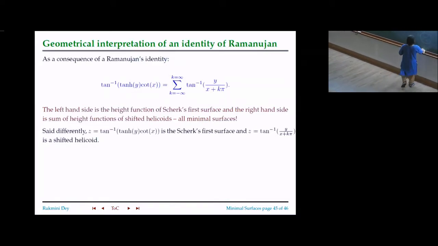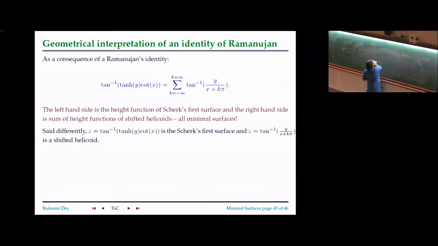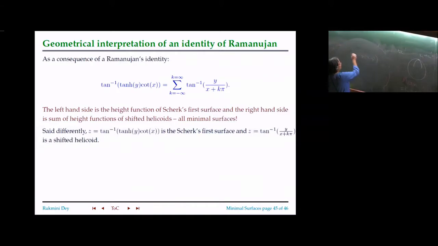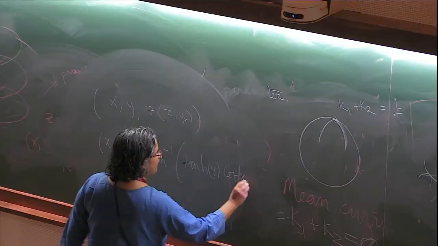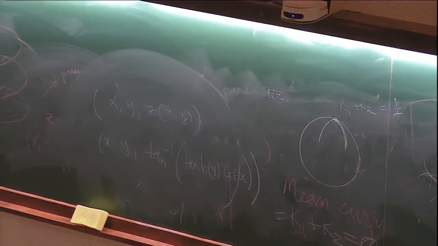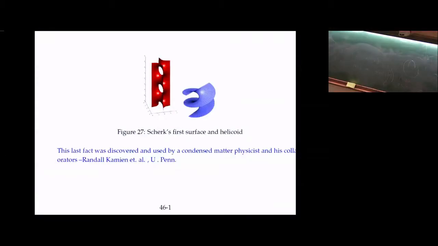So I told you about characterizing a surface using xy coordinates, right? x, y, and z of xy. So now if you take x, y, tan inverse tanh y cot x, okay, this surface locally is nothing but this red one, the Scherk surface. Scherk was the name of the German mathematician who discovered it. So this is the Scherk surface.